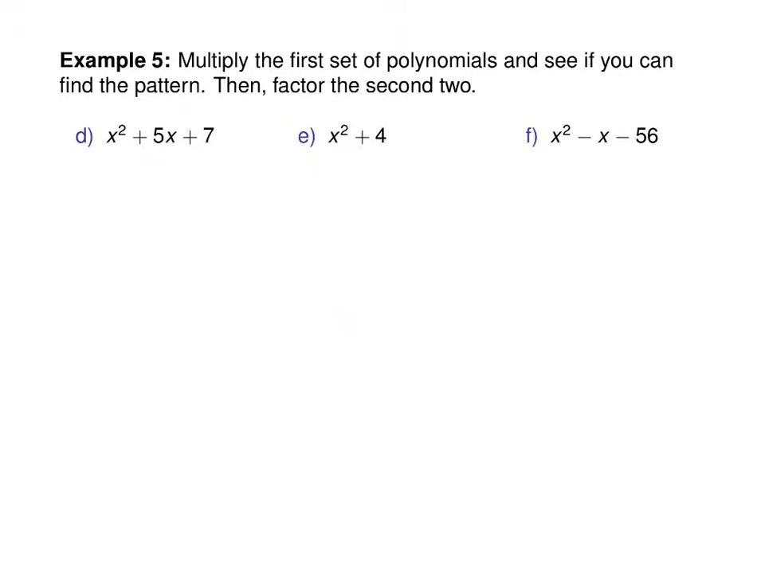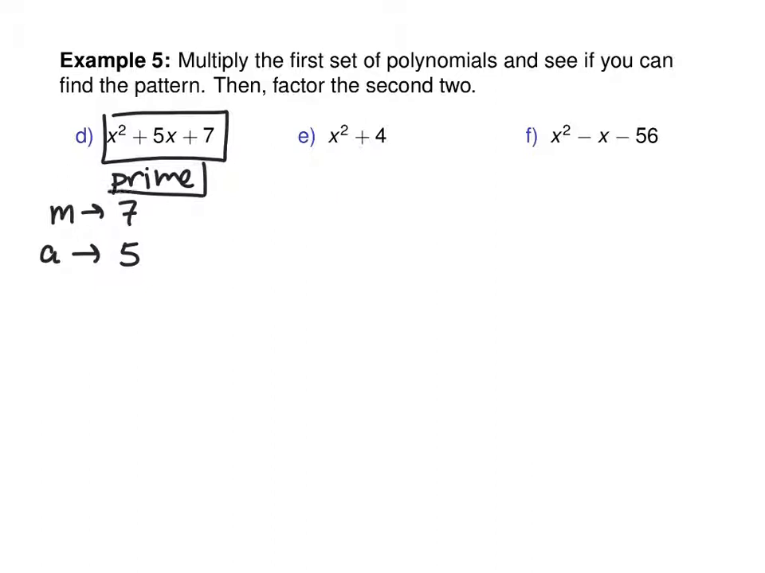Now, polynomials that are prime should be really, really obviously prime, not like you just can't figure it out. Like this one, we would need something that multiplied to 7 and added up to 5. Is that possible? No. Okay, so that one is prime. The only prime ones you should see should be pretty obvious. Does that make sense?